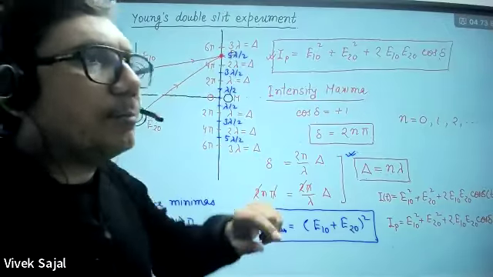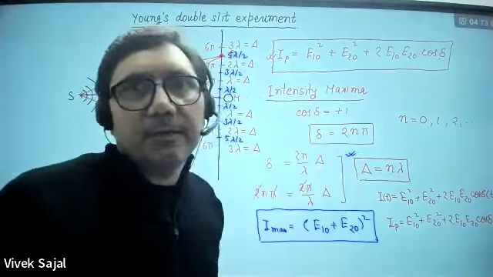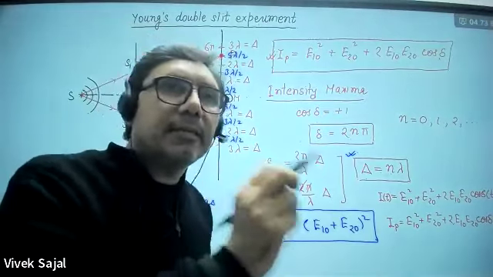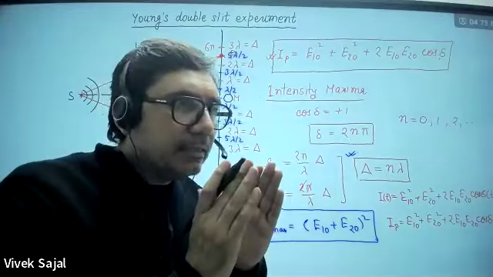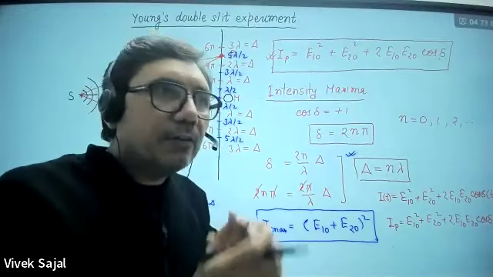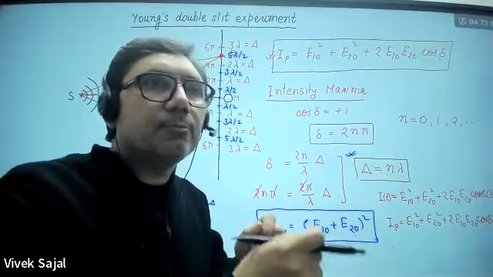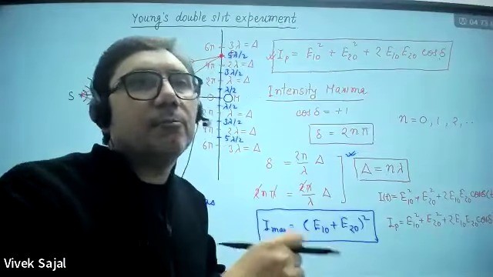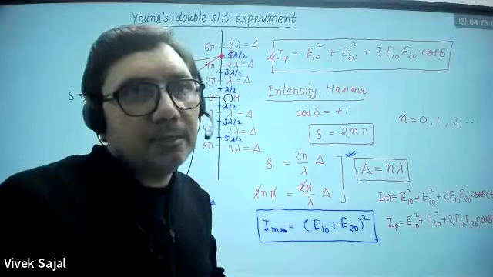He's talking about a particular point at a particular moment, because at a particular point at a particular moment, this delta will be fixed. So we have to write the condition: at this point, what will be the condition of maxima? What will be the condition of minima?